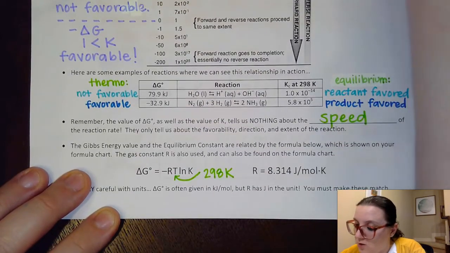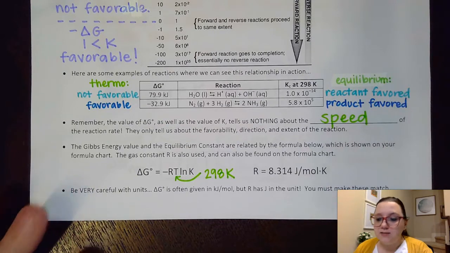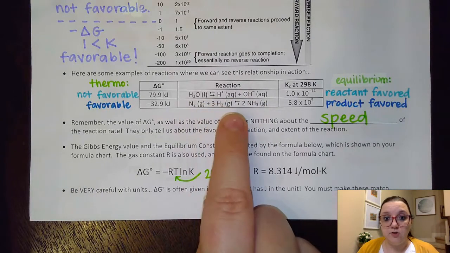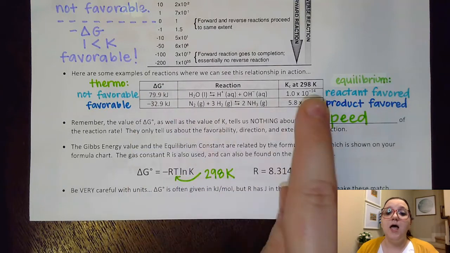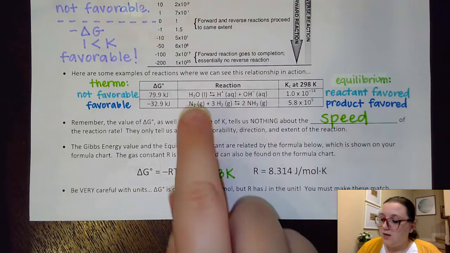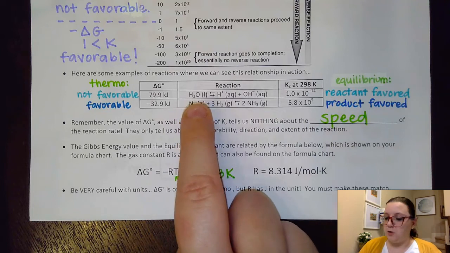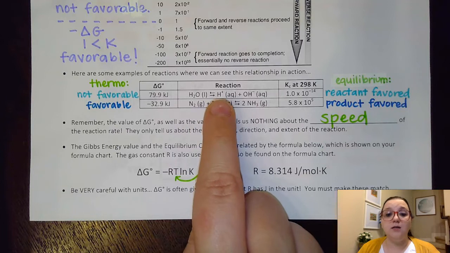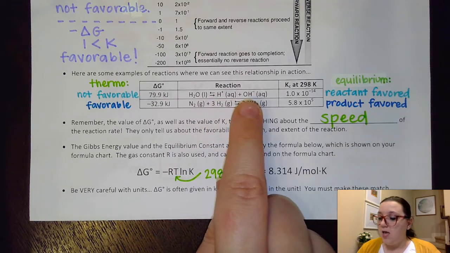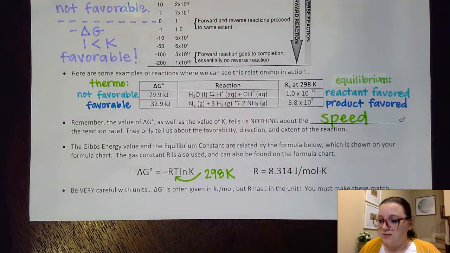Now, to see some of these in action with actual reactions, let's look at the table that's right below this. What you'll notice on here is that we have two reactions given to us where they've given us both the delta G value of that reaction as well as the Kc value. Now this first reaction here should look familiar. We have liquid water going back and forth between hydrogen ions and hydroxide ions. And hopefully we remember that this is the self-ionization of water.